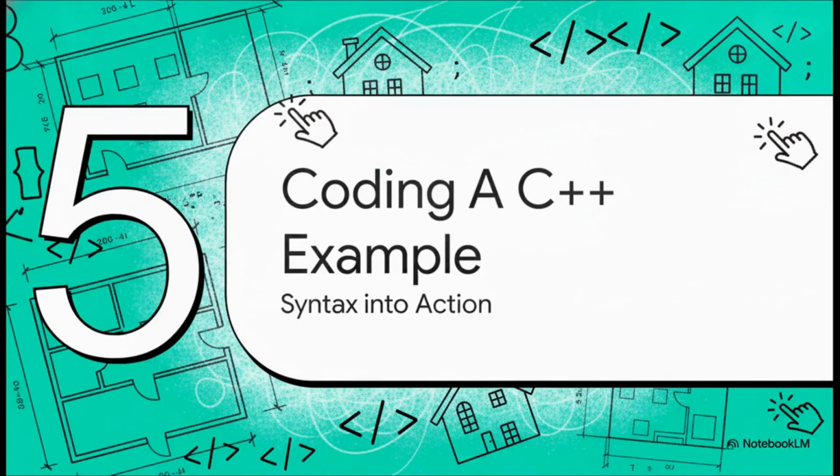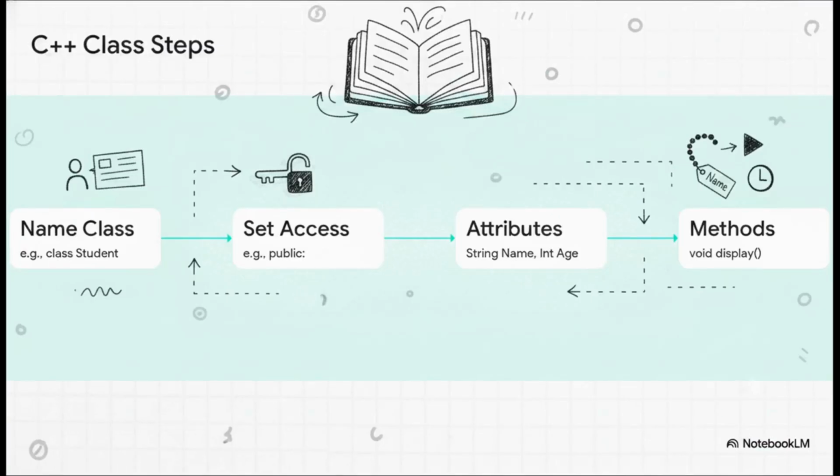And finally, Section 5, coding a C++ example. Let's step methodically right through the C++ syntax, because I promise it's actually really simple once you know the logic. Step 1, we just name our class, so we'll write class student. Step 2, we set an access specifier. Here we're using public, which just means our data can be freely accessed from the outside. Step 3, we define our attributes inside the class. We'll set up a string variable for name and an integer variable for age. And step 4, we define our method. Let's just create a super simple function called void display that we can use to print out the student's name and age. And bam, just like that, you've coded a complete class blueprint.